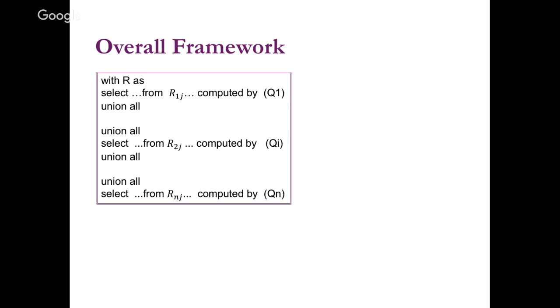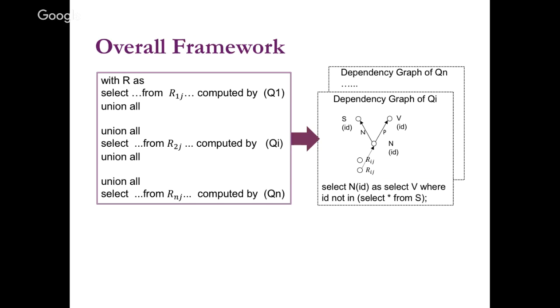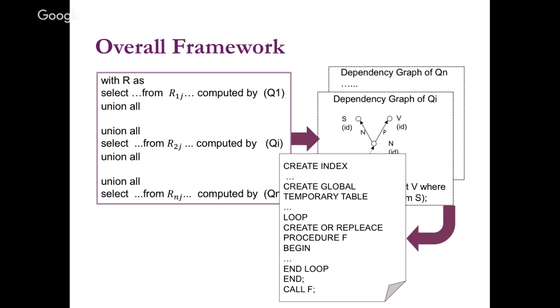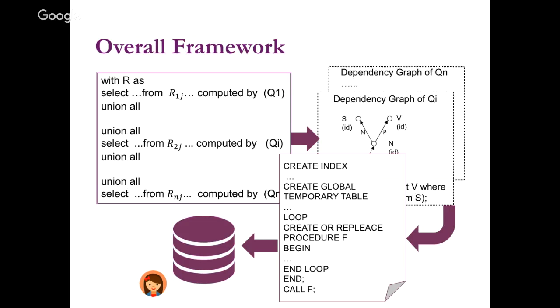Here's the general form of our enhanced recursive query. It consists of several select statements connected by union, or one recursive part connected by union by update. When the query is issued, we generate the corresponding dependency graph to analyze the dependency relationship of the query, and then a stored procedure is generated automatically, which can be executed by the underlying database system.